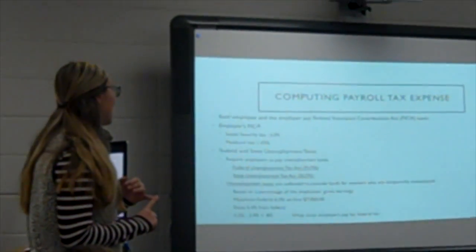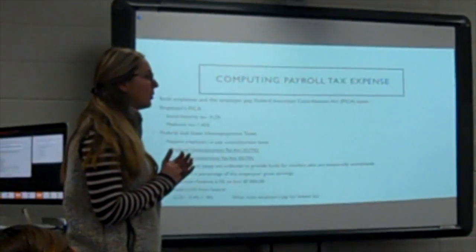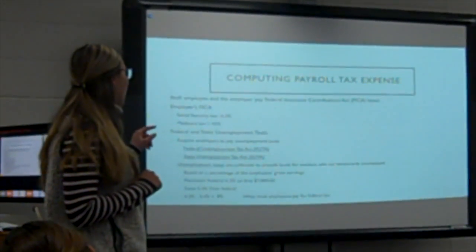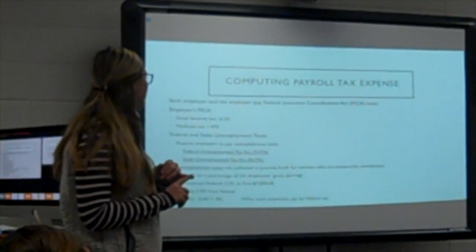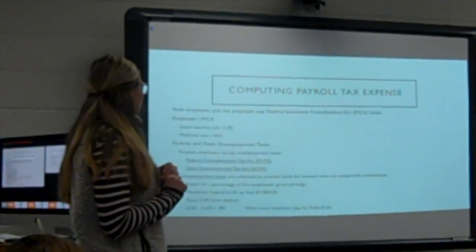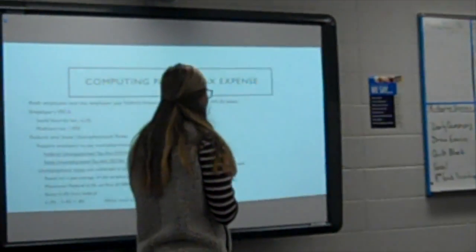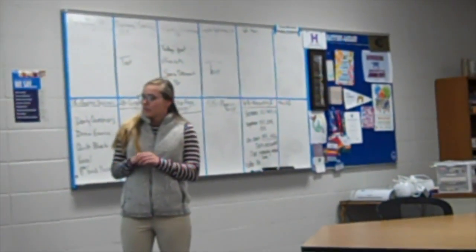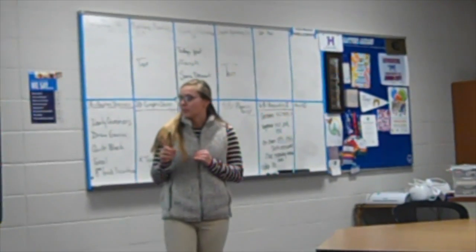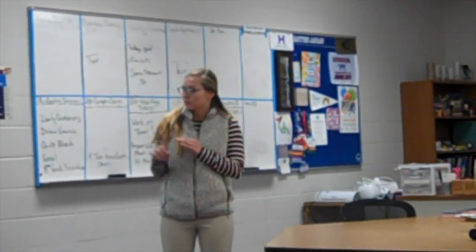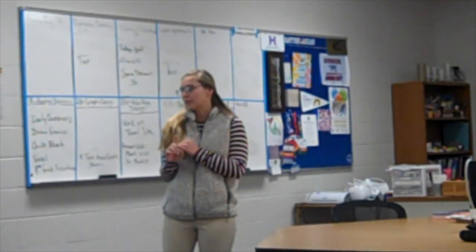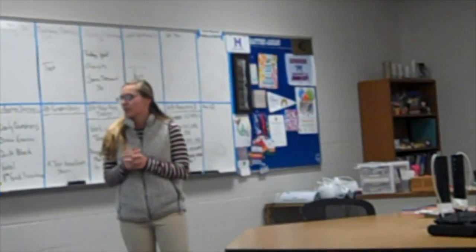So last class we talked about the federal and state income, but the employer is required to pay the unemployment taxes, and this is going to help cover their pay in case that employee is unemployed. So there's the federal unemployment tax, which is sometimes abbreviated FUTA, and then the state unemployment tax act, and unemployment taxes are collected to provide funds for workers who are temporarily unemployed.